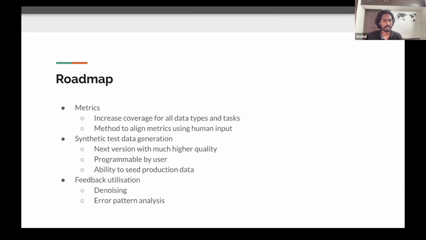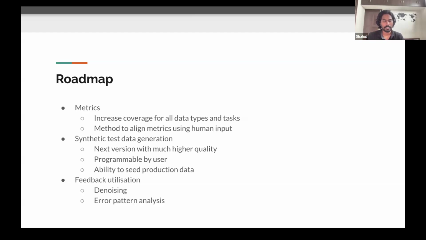Then comes synthetic test data generation. It's one of the highly used features of Ragas. And with the next feature, we are basically trying to increase the configurability of the whole thing, and also the ability to seed production data. All this test data generation is worth a lot more when you can bring in 100 questions from production and extrapolate those questions from your existing data sets. That's what we are trying to do there.